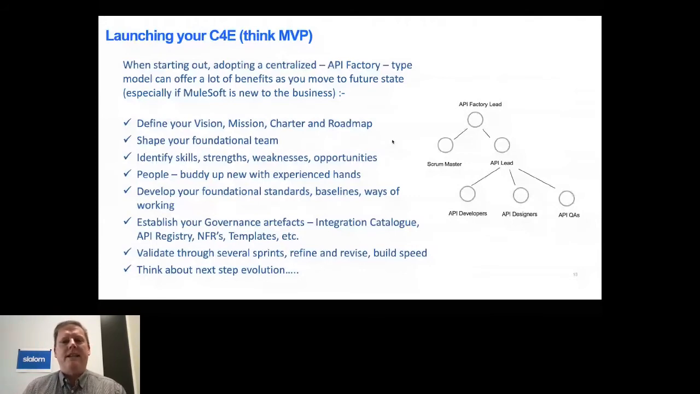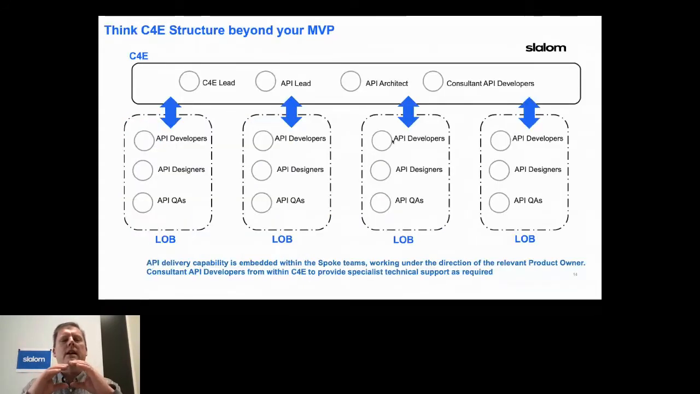So on the right here, we can see an example model of where you might start with a common concept that's referred to as an API factory, which is very centralized. You've got a fairly close-knit team, and you're trying to get the ways of working and the standards and things in place. And then you want to start to iterate them out to a more proper C4E model, which would look something like this. So beyond your minimum viable product, you're then starting to think about, what does my core C4E now need to look like? And what do my lines of business then need as capabilities in their team in terms of roles and responsibilities? And how do those things work together then over time?